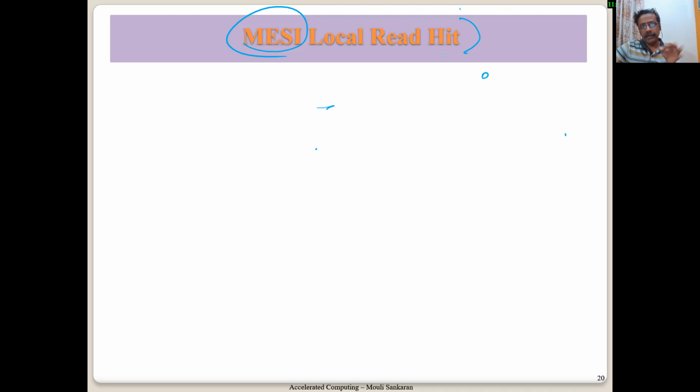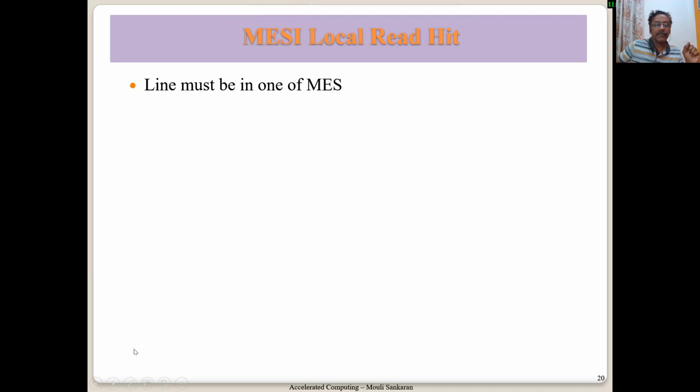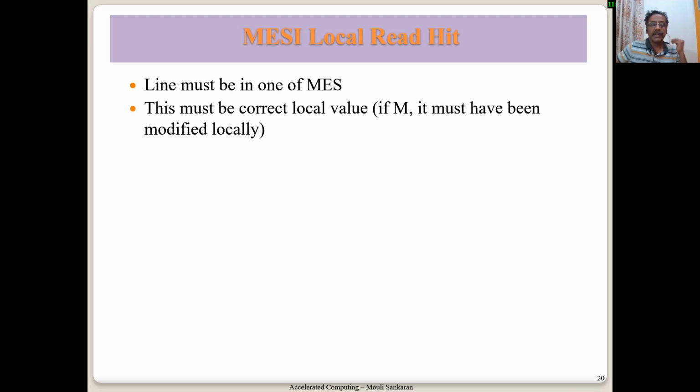If it is a hit, that means the block is there in the cache, right? And the state cannot be invalid, but it could be any of the other 3 because it is a read hit. That means the same block can be in 3 different states. The line must be in M, E or S, not in I, because if it were invalid, it would have been a read miss. So now think of a read hit for different states.